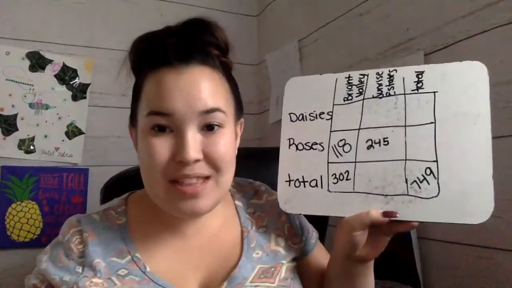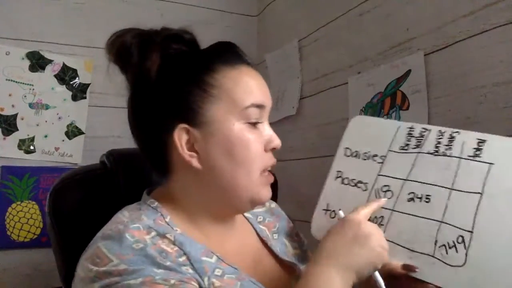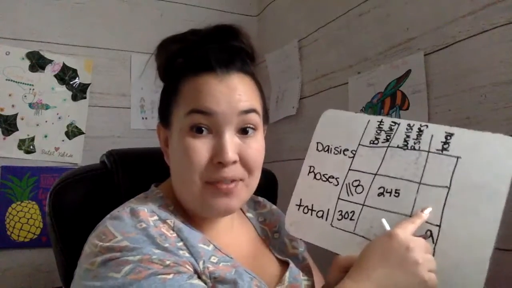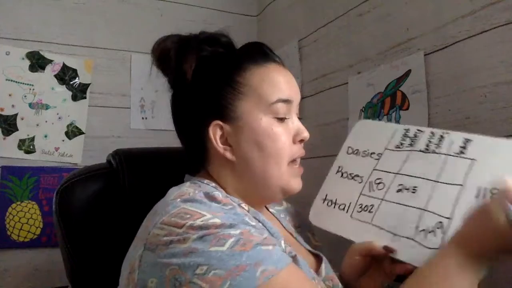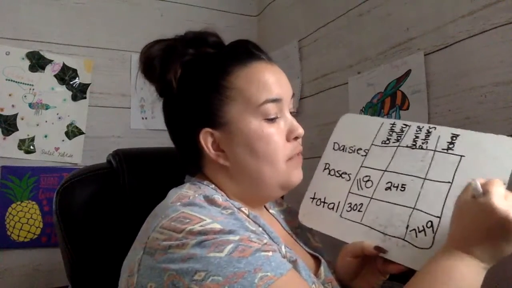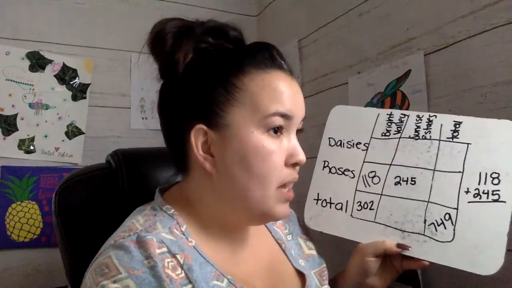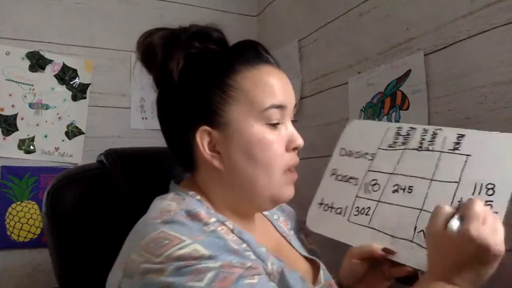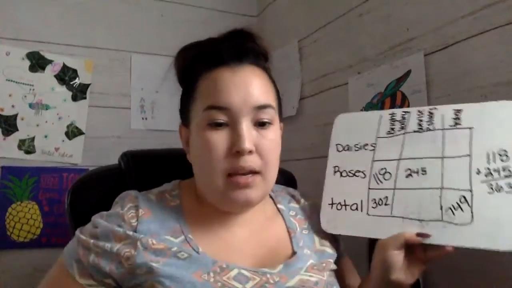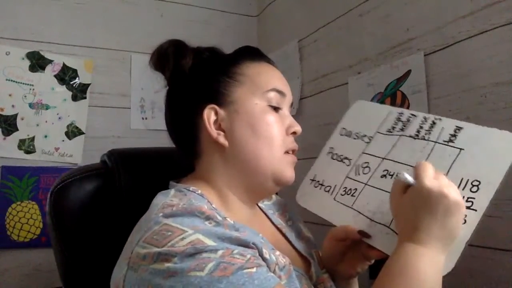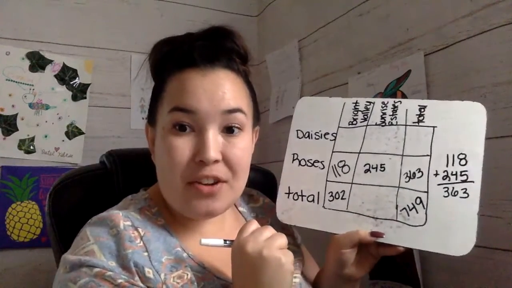Okay, so now I have those in there. And look, I have a grid that's almost complete. I have 118 and 245, so I can find my answer for here now, right? Because I have two small numbers for my big number. So I can add 118 and 245 together to find my big number. And 118 and 245 is 363. So then in my grid, I can write 363. Boom, got it.